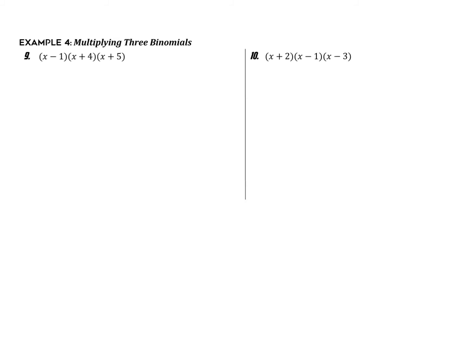If we have to multiply more than 2 binomials together, we can do that in any order that we want to, just like if we were multiplying integers. 2 times 3 times 5 is the same thing as 6 times 5, which is 30. The same concept exists here.